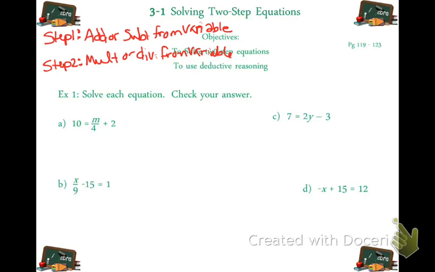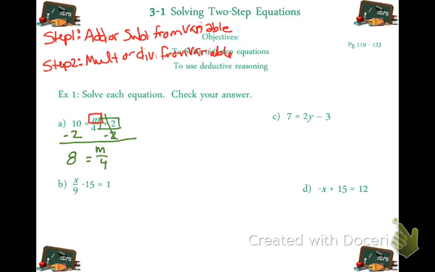Okay, so if I look at example 1a, here's your variable. This is where it's going to stay. So I'm going to take step one, and that's adding or subtracting. So you find the one that's adding or subtracting from the variable, and that would be this one. Since it's adding, you're going to subtract it. So we're going to subtract 2 from both sides. This goes away. So it's now m over 4 equals 8.